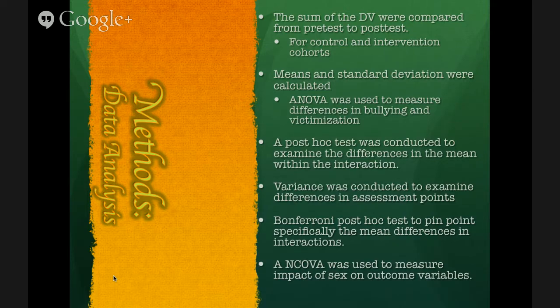The sum of the dependent variable was compared from the pre-test to the post-test for control and intervention cohorts. The mean and standard deviation were calculated. An ANOVA was used to measure the differences in bullying and victimization. A post hoc test was conducted to examine the differences in the mean within the interaction. Variance was conducted to examine differences in assessment points. Bonferroni post hoc test was used to pinpoint specifically the mean differences in interaction, and the ANCOVA was used to measure the impact of sex on outcome variable.